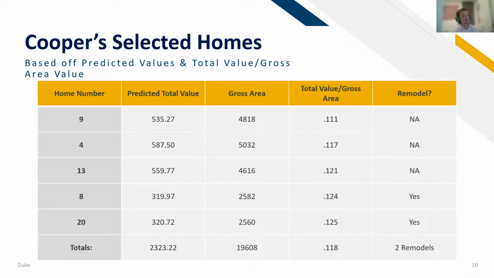As you can see, the total value predicted of my 5 homes is 2,323.22. The gross area is under 20,000 with 19,608, with a total value gross area ratio of 0.118 and only having 2 out of 5 being remodeled. This is something that looks good in my portfolio, and I believe is a good choice for the company in the future.